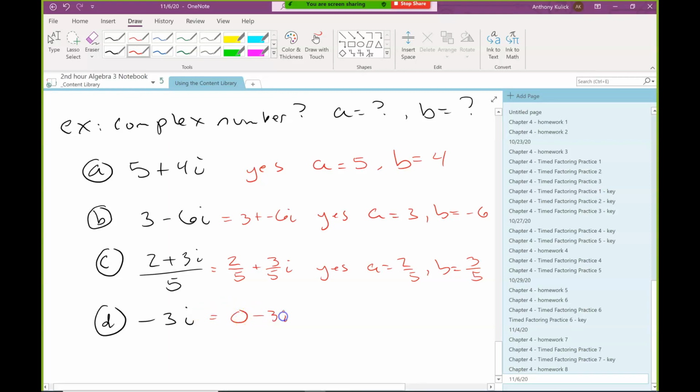How about 6? Is this a complex number? Well, yeah, it is. We can think about this as 6 plus 0i. You are the only one that's saying anything, and I appreciate that.